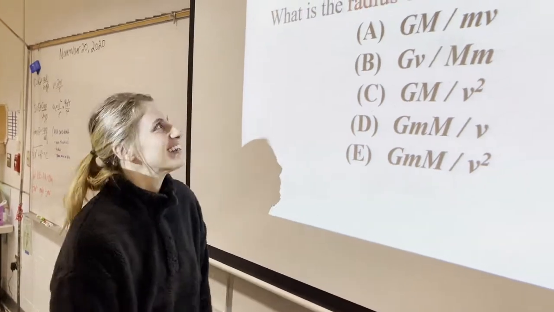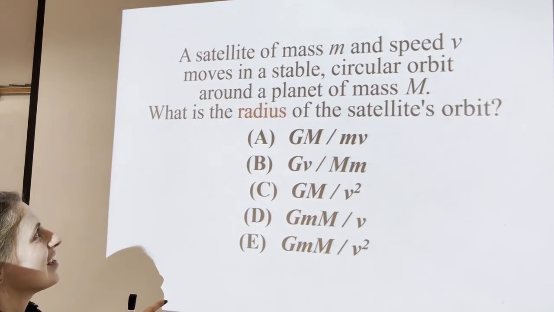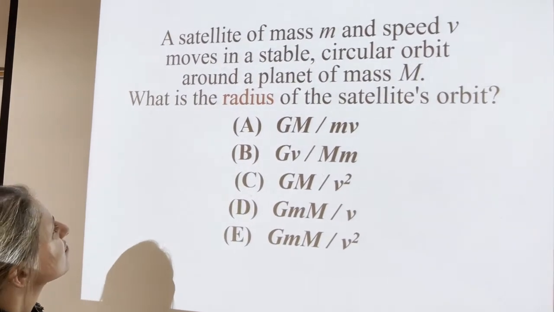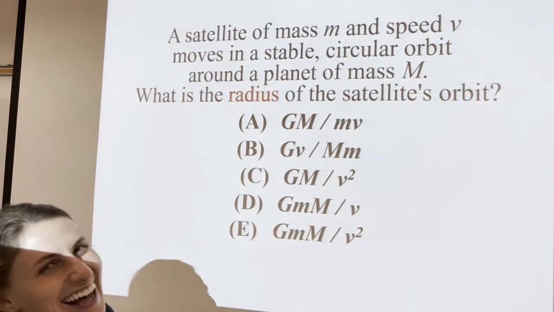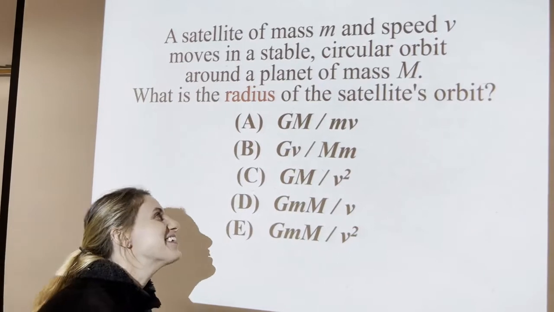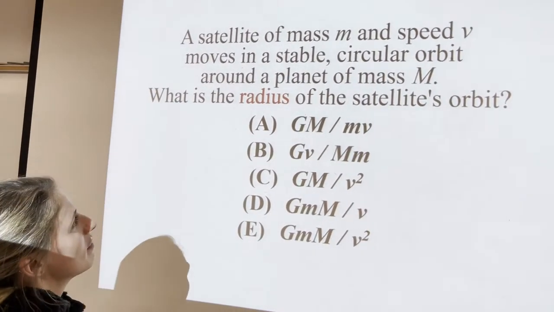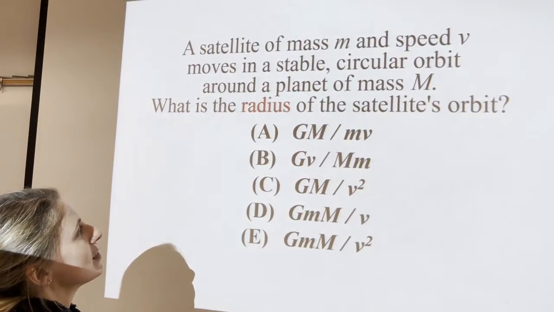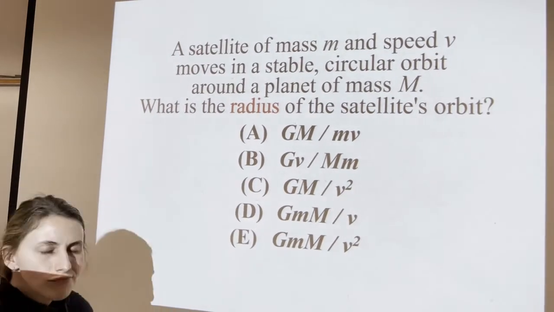Morning, ladies and gentlemen. We are going to do an AP type test question. This is a multiple choice question for an AP test a few years ago. A satellite of mass m and speed v moves in a stable circular orbit around a planet of mass M. What is the radius of the satellite's orbit? You might want to look through your notes.